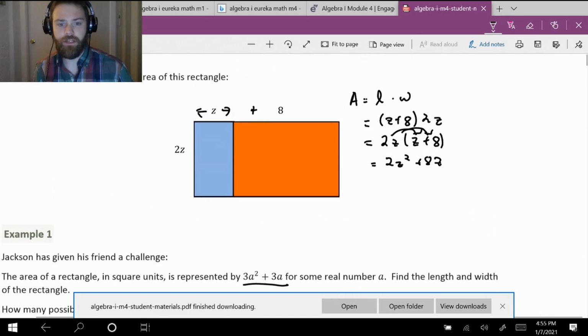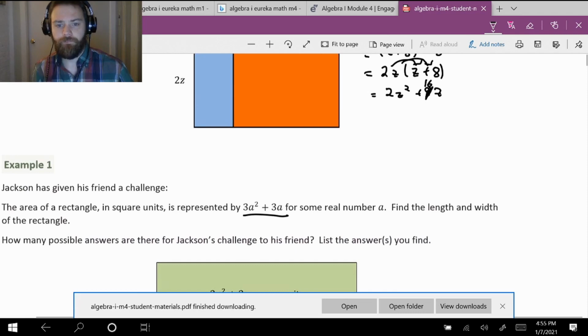You saw that z was distributed, and when I distributed 2z, I got 2z squared plus, and that's not 8, it's my mistake, 16z. Okay?